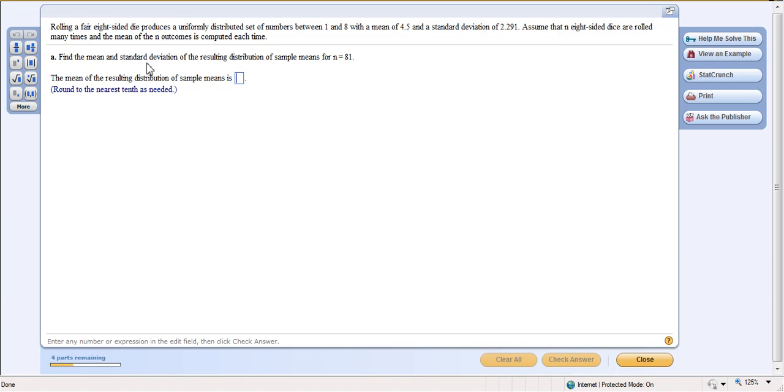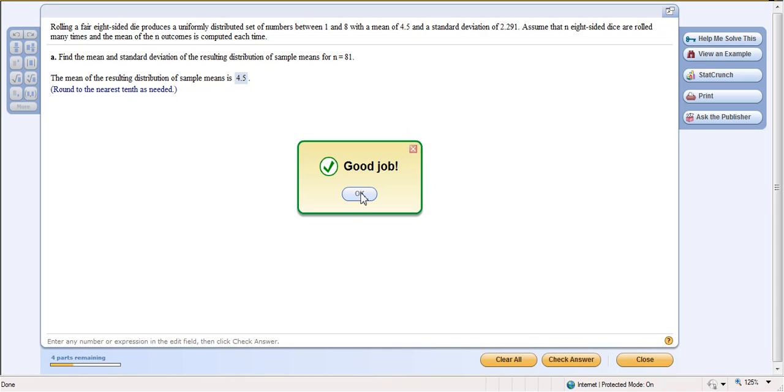So we come down here, it says find the mean and standard deviation of the resulting distribution of sample means. So in other words, this mean here, 4.5, is of that regular distribution. Now if we create a sampling distribution where we would plot the mean every time we rolled that so many times, it would actually be the same. So here's the mean 4.5. The sampling distribution mean is also 4.5. I'm going to type that in here, 4.5, and check answer, and good job. So we got that right.